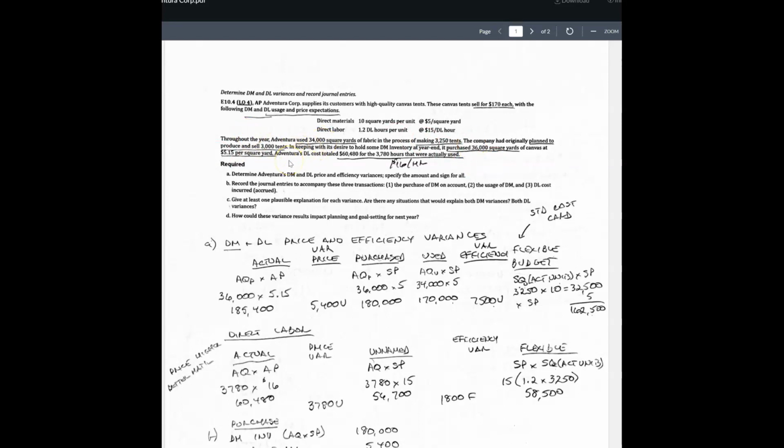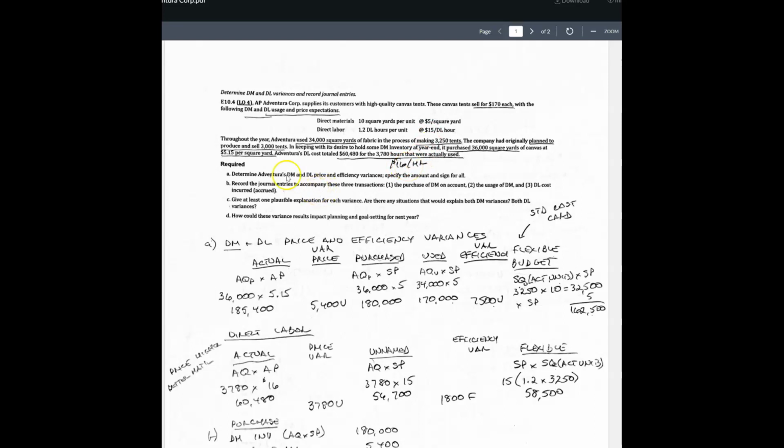Then Ventura's direct labor cost totaled $64.80 for the 3,780 hours. So this is your actual direct labor cost. And if we take the $64.80 and divide it by the 3,780, we get $16 per hour. So you can see our standard was $15 per hour, but we paid $16.